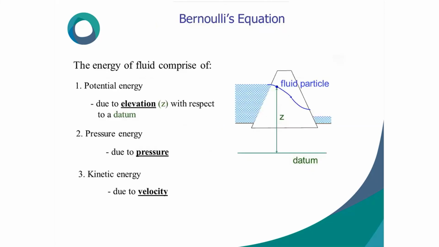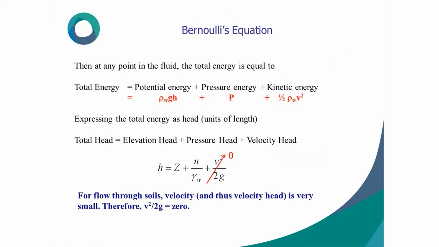I already told you, Bernoulli's equation says, with this dam, upstream and downstream: the potential energy due to elevation, the pressure energy, and the kinetic energy due to velocity. At any point in the fluid, the total energy is equal to potential energy plus pressure energy plus kinetic energy. This is the way you will calculate the total head.